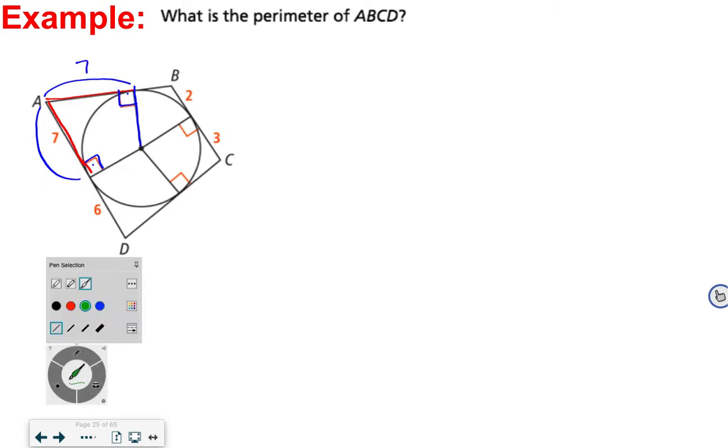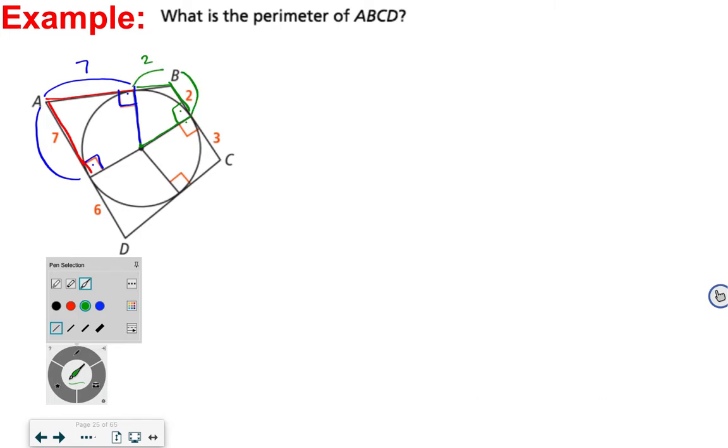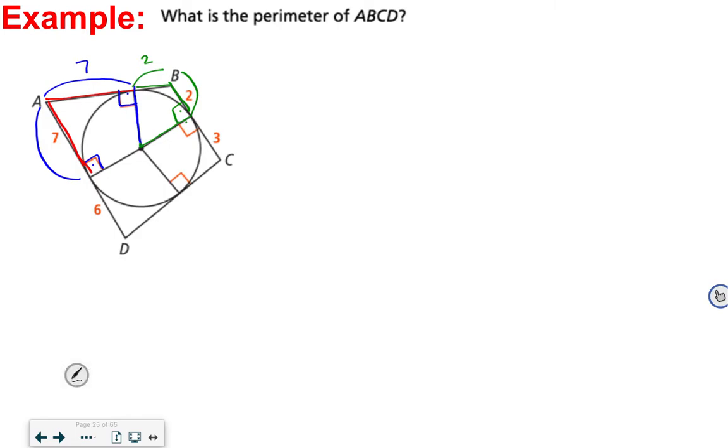Now look at this. These are tangent lines as well, because these are perpendicular from the center. Any segment from the center to the tangent line is perpendicular. This is the reason. If this is 2, then this is supposed to be 2 as well. Next, this segment and this segment are tangent lines. That's the reason. If this is 3, this is going to be 3 as well.